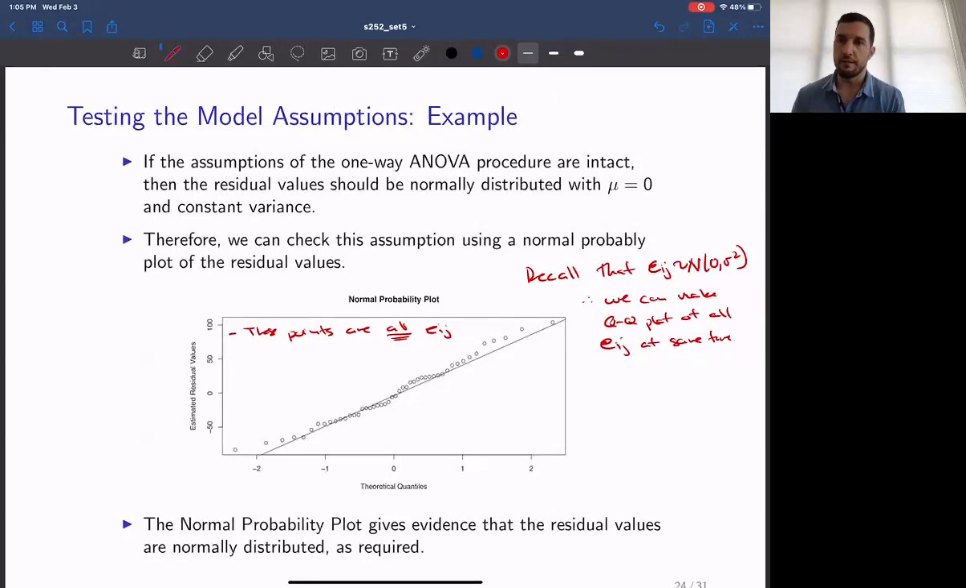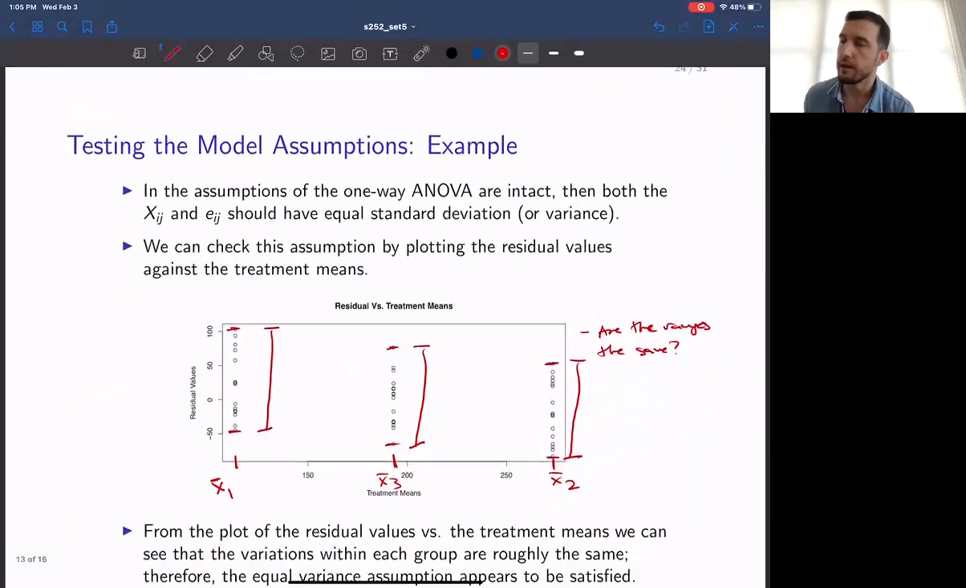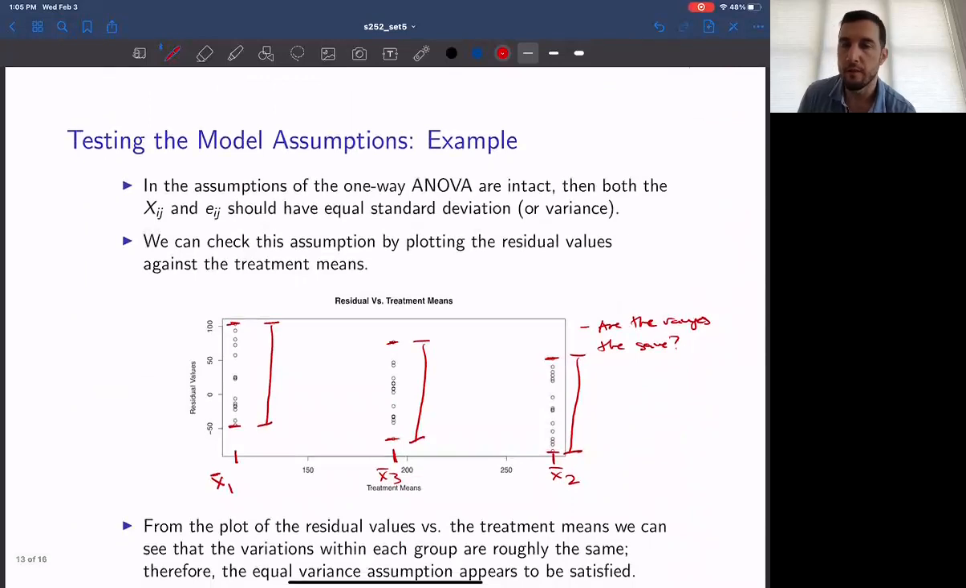Now, to check the constant variance assumption, there are a number of different things that we can do. One approach is just to build a scatter plot of the residuals at each of their respective treatment means. So in this diagram here, we basically just have a scatter plot of the residual points versus its corresponding sample mean from the original data. And then we're just checking to see if the spread is the same between each of the different collections of points.